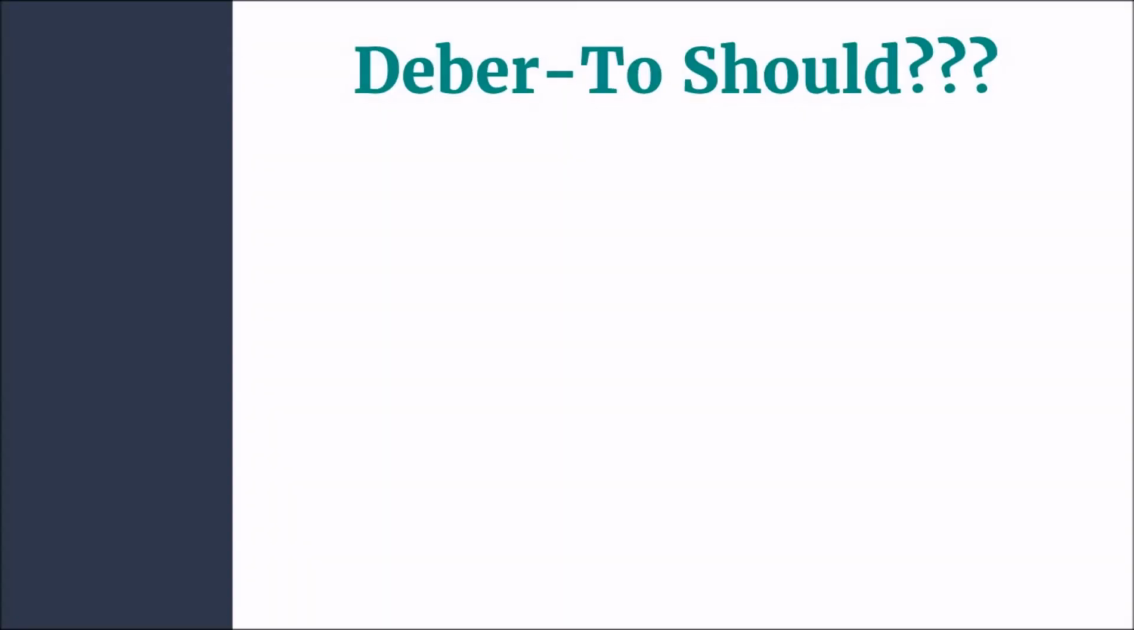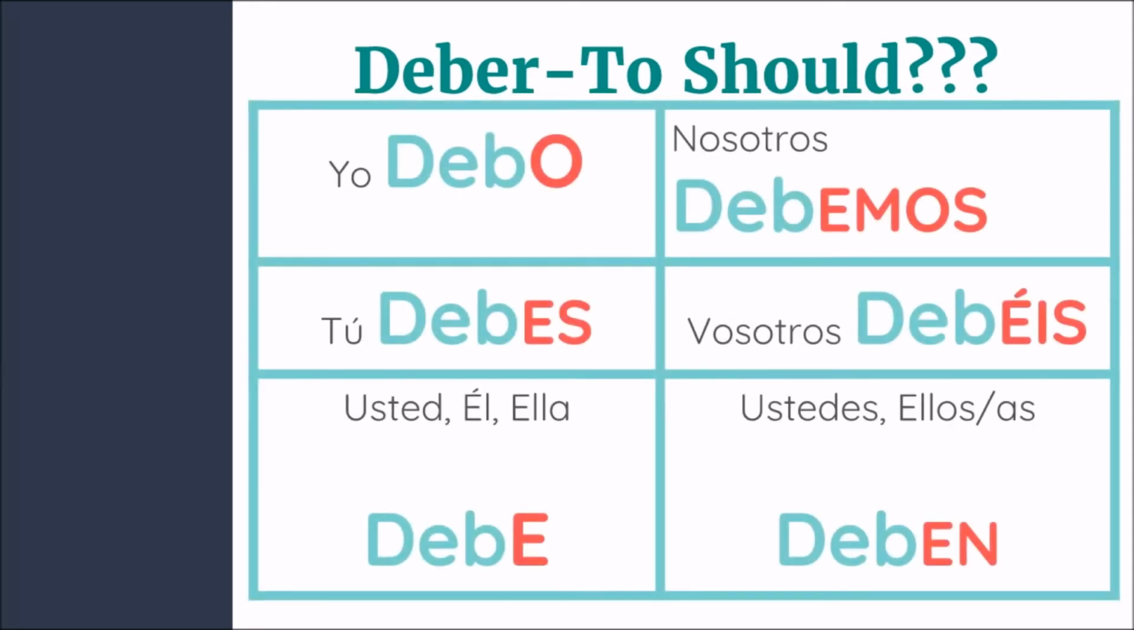Next, we have deber, to should. Now, this is a little more weird of a conjugation, weird of a word. Now, the infinitive may sound weird, but it makes sense when you think about it. I should would be debo, tú debes, usted debe, nosotros debemos, vosotros debéis, and ustedes, ellos, ellas deben. One way to remember this as to should is debt. Debt is spelled D-E-B-T, and you should pay your debts. Moving on.